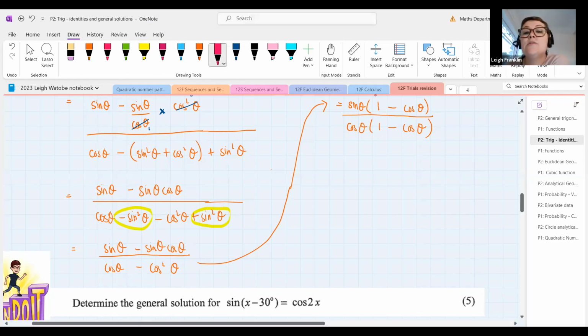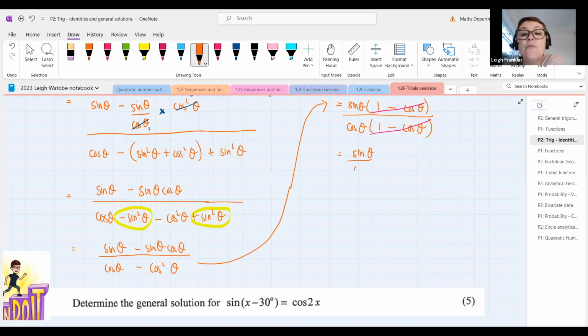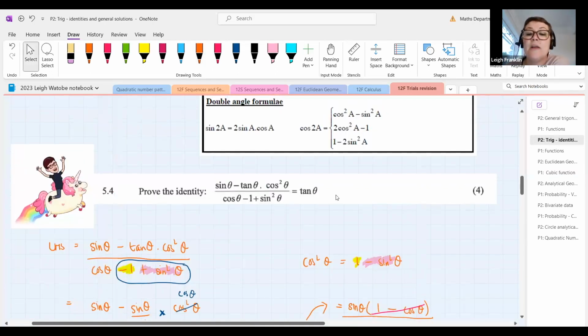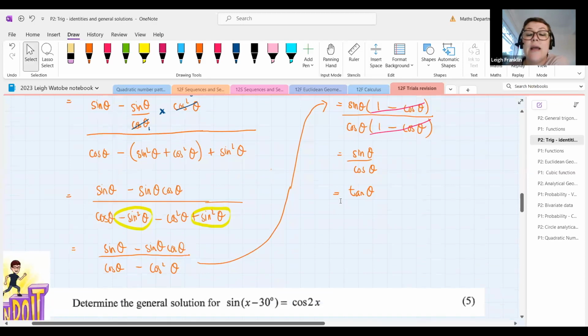Okay, so I can cancel the factor 1 minus cos theta at the top with the factor 1 minus cos theta at the bottom. All right, and then this leaves me with sine theta over cos theta. And again, I'm happy and smiling because I know that sine theta over cos theta is tan theta, and that's what they gave me on the right-hand side.